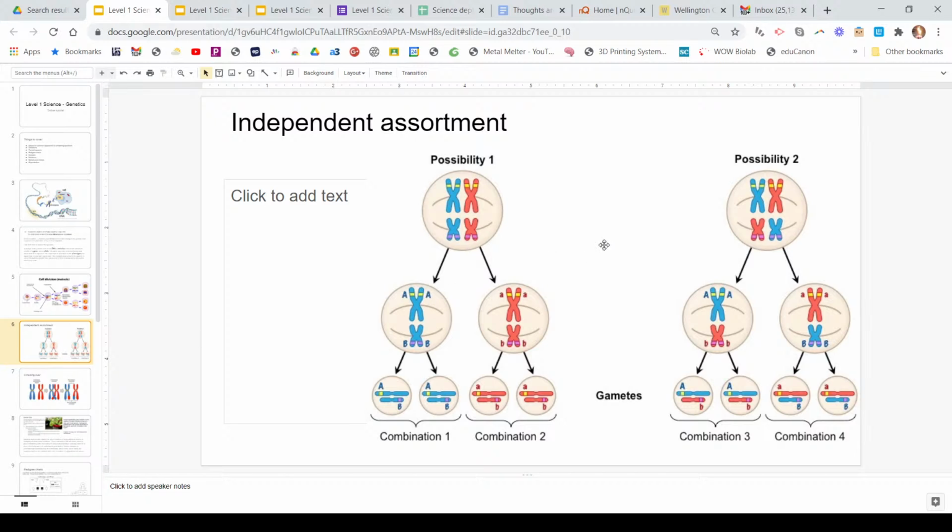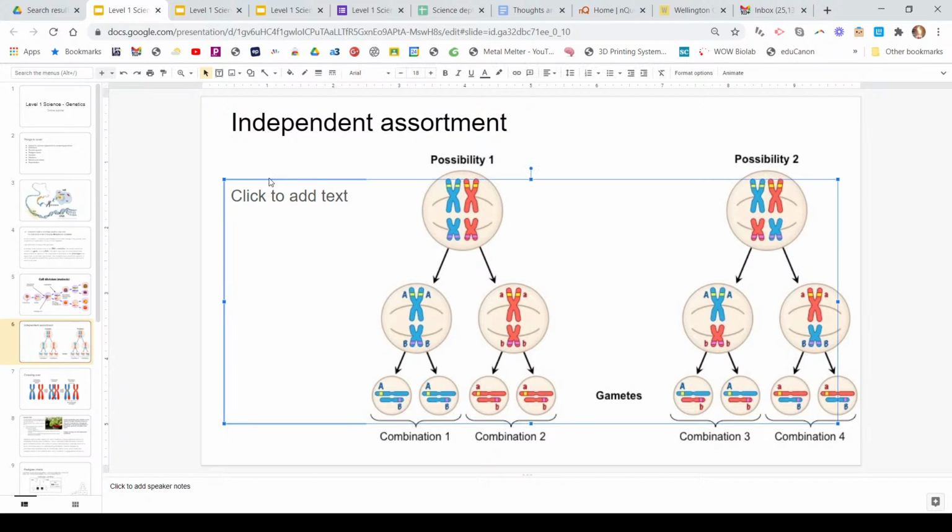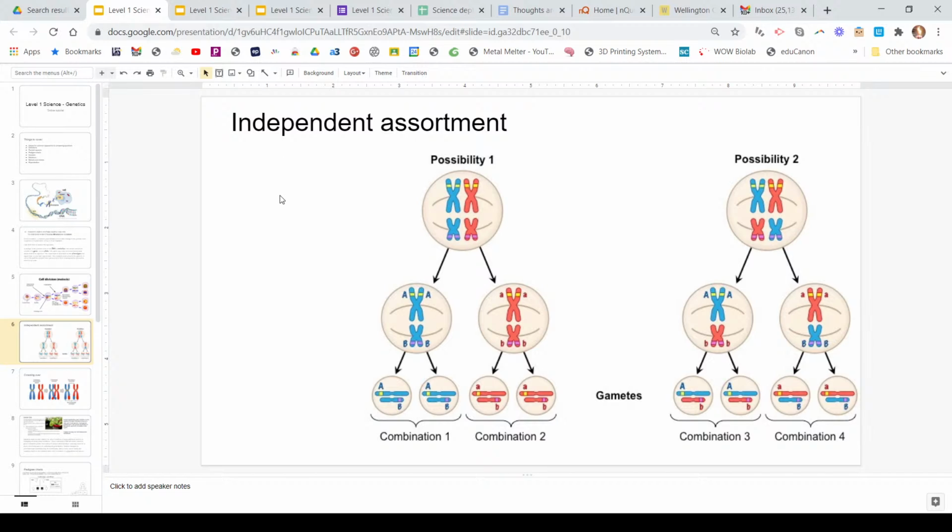Okay, so having a bit of a closer look at independent assortment, and I apologize, I've changed the orientation of the diagram here, but hopefully you've seen enough of these to get your head around that. Independent assortment I find is one that's probably easier to talk about, because all you need to do is identify that when the chromosomes line up along the equator of the cell, they pair up in homologous pairs. And what that means is that the same length of chromosomes pair up with each other.